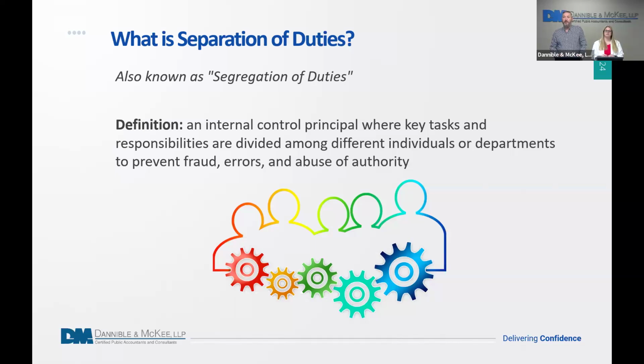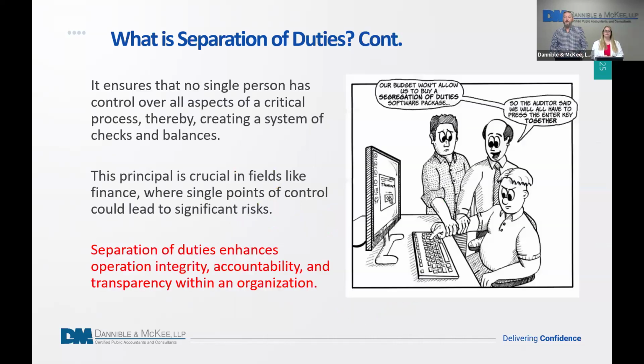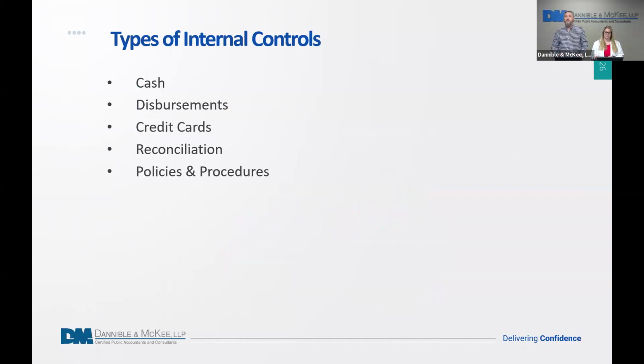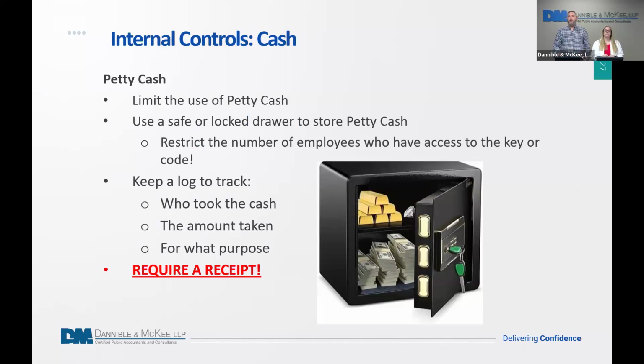You have to look at each of your main areas: payroll, disbursements, receivables. Those are all good ways to make sure that you have good separation of duties. Make sure no single person has control over all aspects of a critical process. Types of internal controls include cash disbursements, credit cards, which is becoming a big one, the reconciliation process, and then policies and procedures. For internal controls over cash, such as petty cash, limit the use of petty cash, use a safe or locked drawer, keep a log of who took the cash and the amount, and always require a receipt.